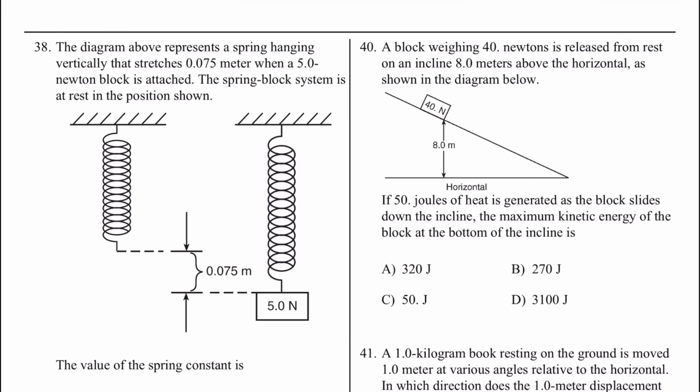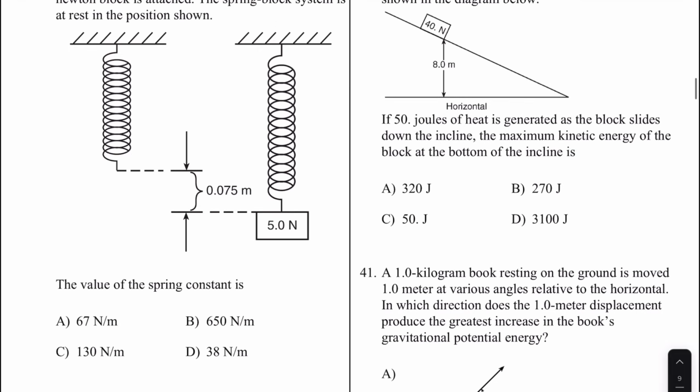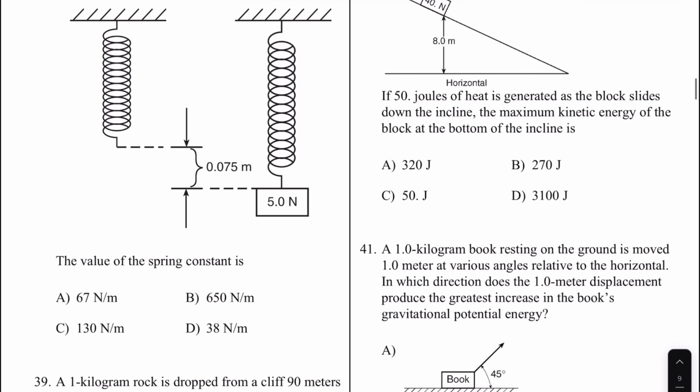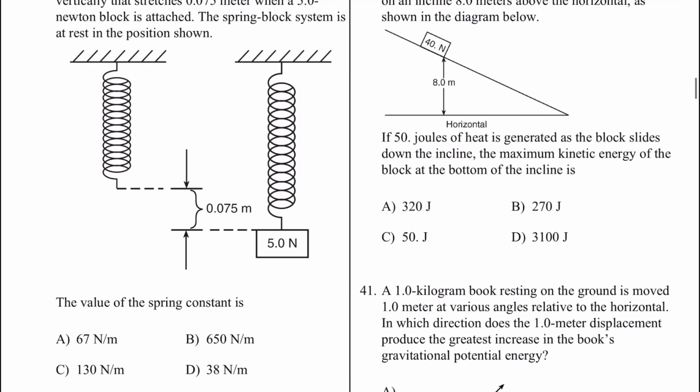38. The diagram represents a spring hanging vertically that stretches 0.05 meter when a 5 Newton block is attached. The spring block system is at rest in the position shown. The value of the spring constant is what? So we need to find the spring constant, and we're given the amount that the spring is stretched, and we're given force.